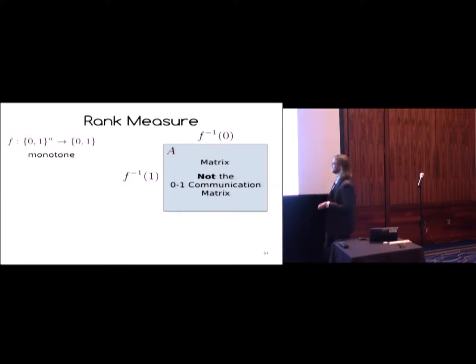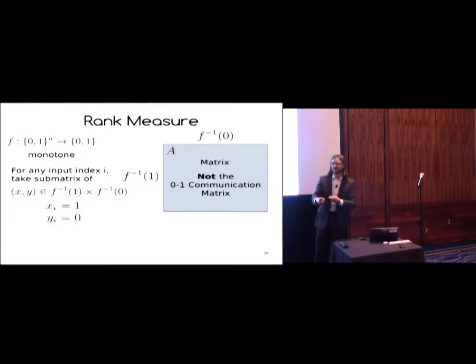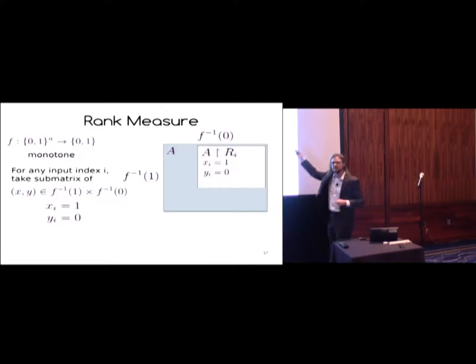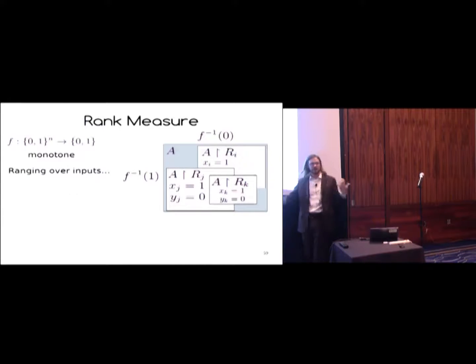Okay? So now for each input variable, you can take the submatrix of A just by taking all the 1s where the ith bit is 1 and all the 0s where the ith bit is 0. Right? So it just looks like that. This is going to give us a subset of the 1s and a subset of 0s, and this just gives us a little submatrix. And if you think about it for a second, as you range over all the inputs, you're eventually going to cover the whole matrix, right? And this is just because the function is monotone.